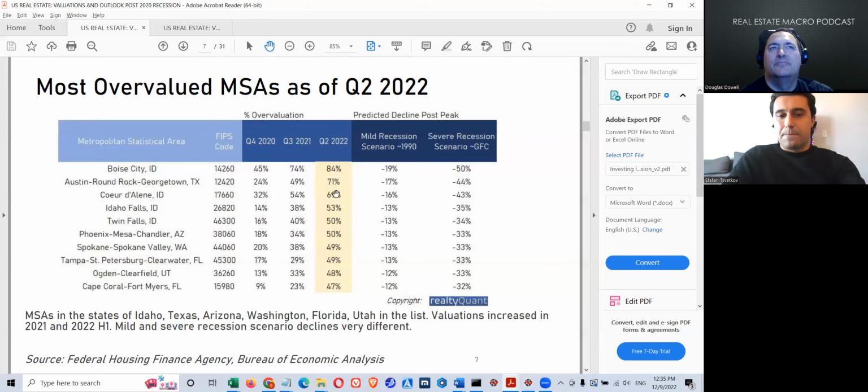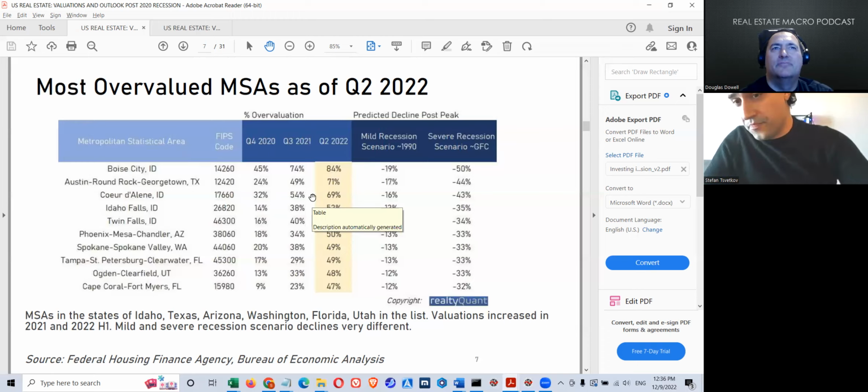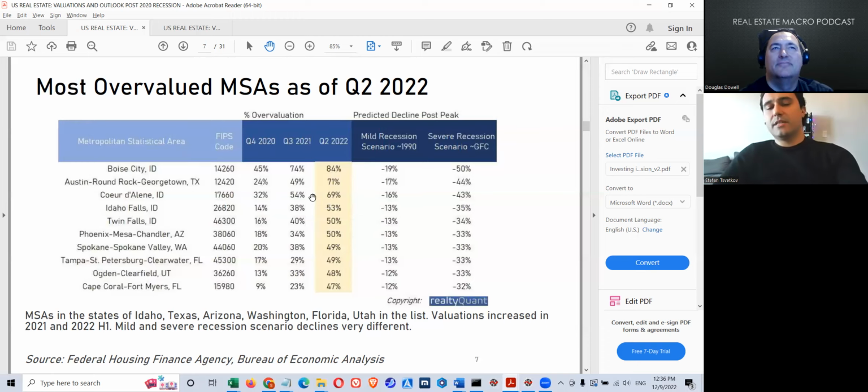So this is showing, middle of this year, these were the most overvalued US metro areas. Specifically, Boise is at the top. Boise is at the top in pretty much everyone's model, in Moody's, and Florida Atlantic University, in RealtyQuant, on my side as well. And there's Austin, a few other cities in Idaho, Phoenix, etc.